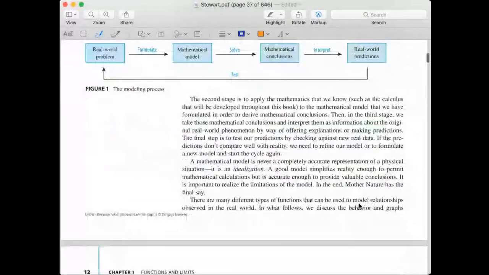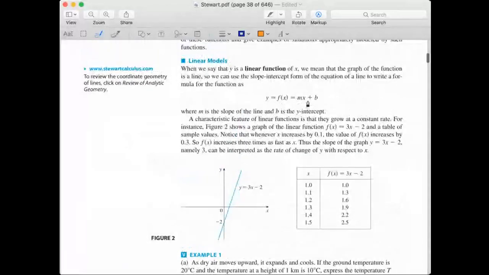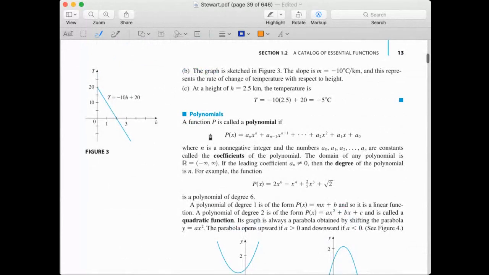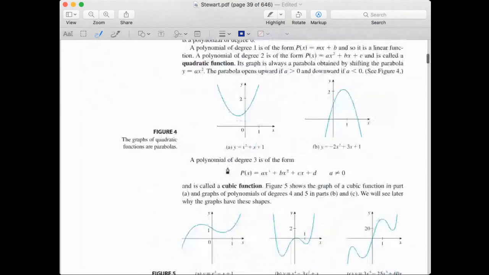A catalog of essential functions we talked about in the very beginning: the linear function, any polynomial function. So this is a polynomial function, right? All the a's represent a number. So the variable is x. This is an nth degree polynomial. Linear function is a 1 degree polynomial. Quadratic, a 2 degree polynomial. And constant is a 0 degree polynomial. Cubic is a 3 degree polynomial, and so on and so forth.